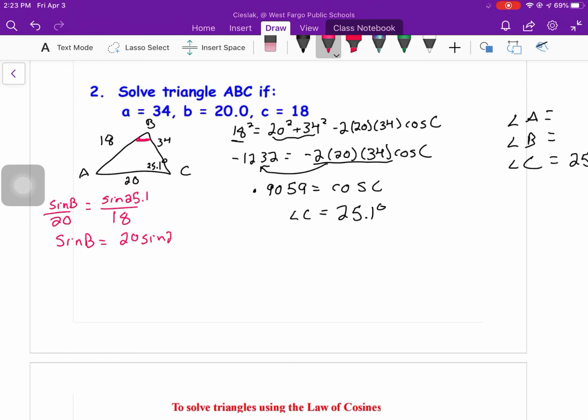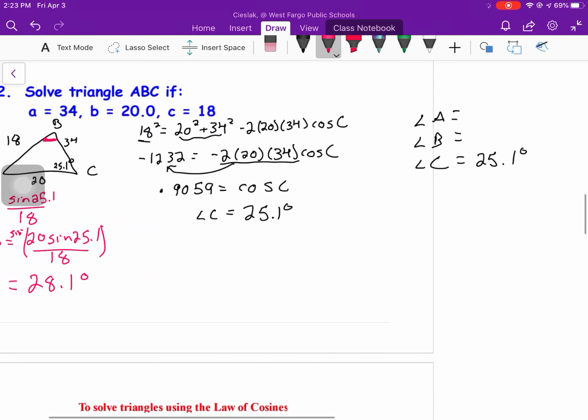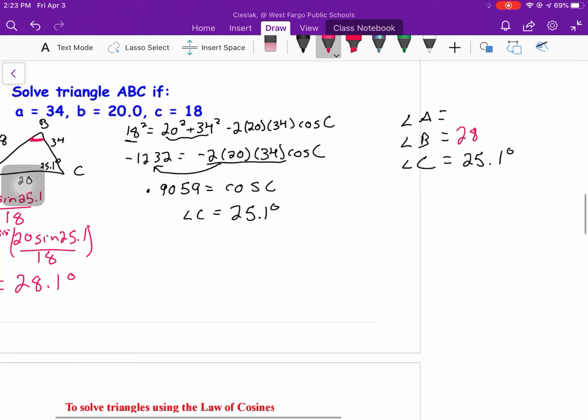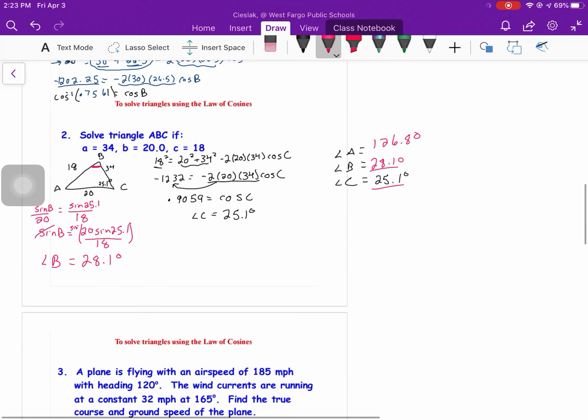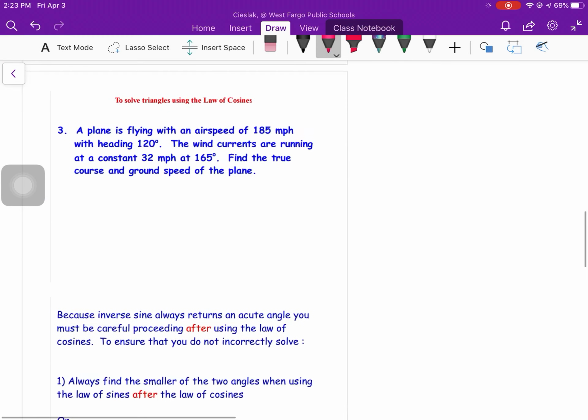Again, this is just cross multiplying, so it would be 20 sine 25.1 over 18. Take the inverse sine of that, and you would come up with angle B should be equal to 28.1 degrees. Yep. So then angle A we get is 126.8 degrees by taking 180 minus A minus C.